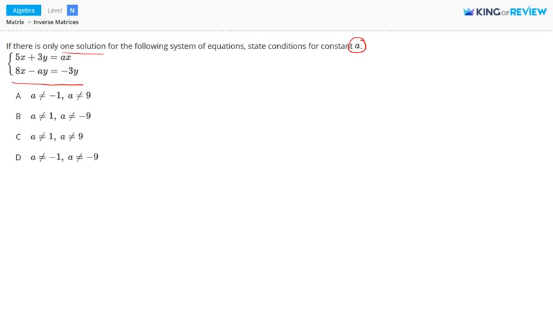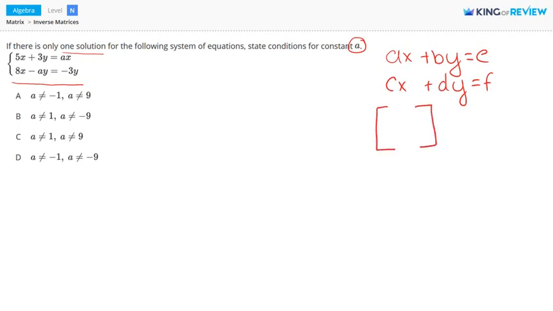Now if we have two equations that are in the form ax plus by equals e and cx plus dy equals f, then we can set up a matrix equation that represents this system. The first matrix is going to be the coefficient matrix. So we're going to take the coefficients of the x and y terms, a, b, c, and d. We'll multiply this by our variables x and y, and this is going to equal a matrix with our constants, e and f.